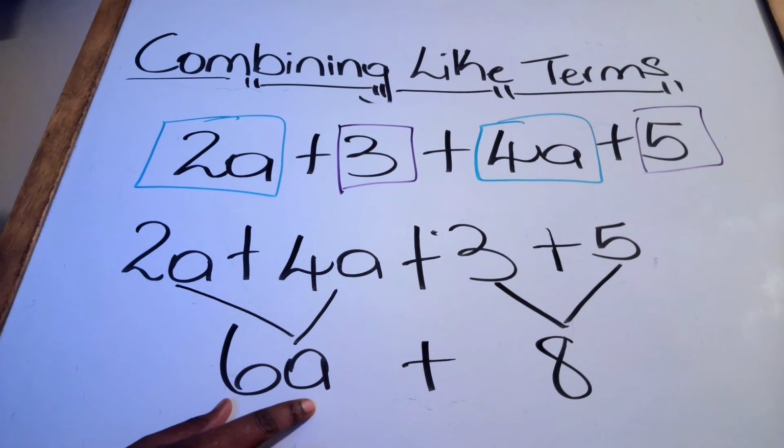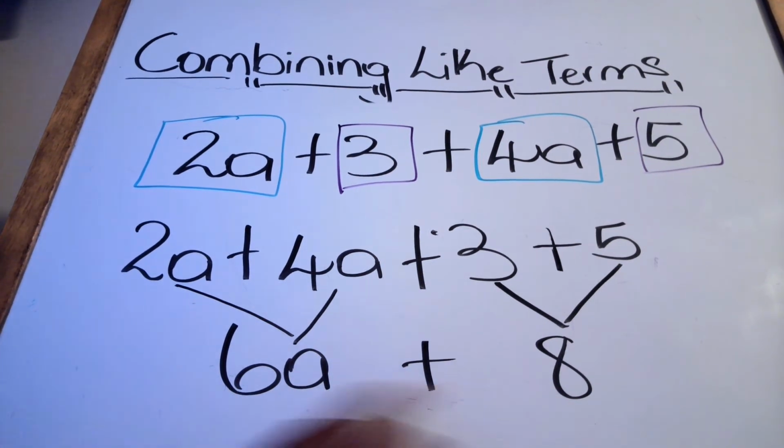We cannot add 6a and 8 because what? They are unlike terms. This one has a variable, this one does not have a variable. So they are not like terms, and that's where this expression stops.